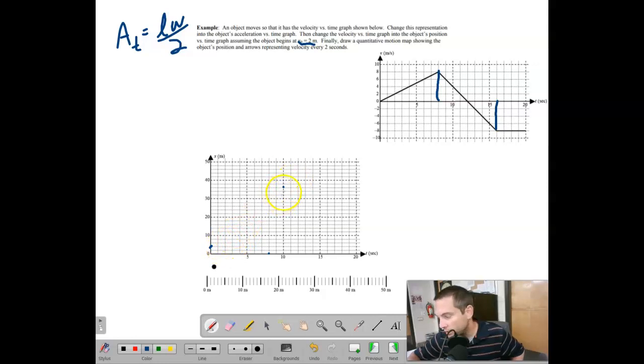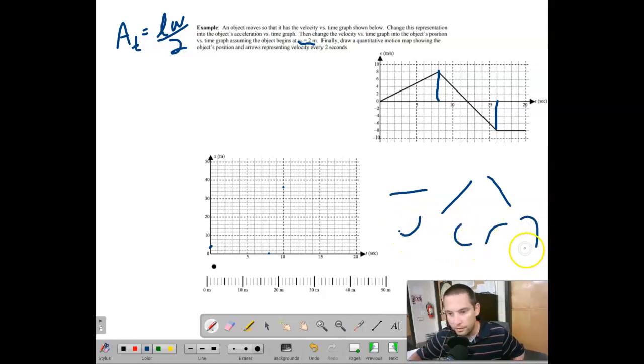Is this going to be a straight line? Well, remember all the shortcuts that we talked about before. When is it curved? When is it not curved? All of those things. In this case, our displacement is growing, right? So there is a curve to it. So it's going to be this shape.